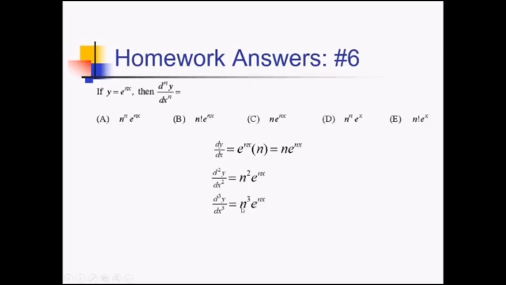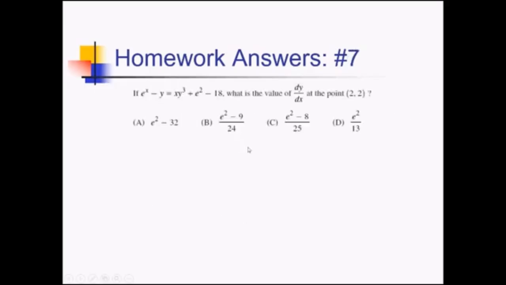So I think there's definitely a pattern here. It looks like the order of the derivative is matching the exponent on the n, because every time you take another derivative, you keep multiplying by another n. Otherwise, everything else is unchanged. For the nth derivative then, this ought to be n to the n e to the nx, which is going to match, let's be careful about this because these all look kind of the same, answer choice A.